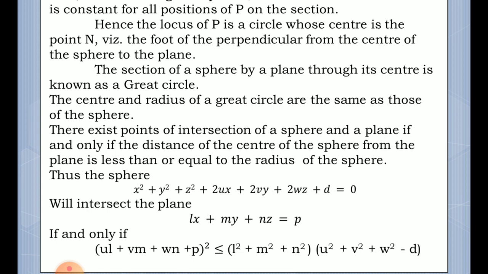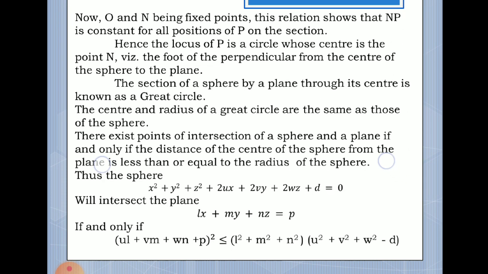And this can be mathematically represented as: the sphere x square plus y square plus z square plus 2ux plus 2vy plus 2wz plus d equal to 0 will intersect the plane lx plus my plus nz equals p if and only if (ul plus vm plus wn plus p) whole square is less than or equal to (l square plus m square plus n square) into (u square plus v square plus w square minus d).